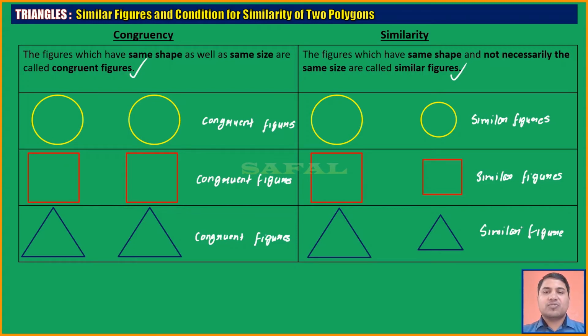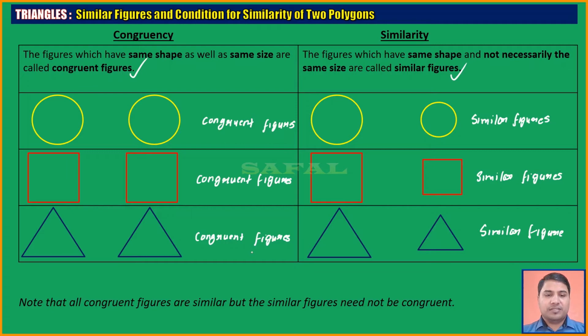My concern is whether shape is same or not. Now one very important thing you can note from here is, if I ask whether these two circles are similar, your answer will be yes, because both are circles. Similarly, these two squares are similar, your answer will be yes. So that means all congruent figures are similar. But if I ask vice versa, are all similar figures congruent?